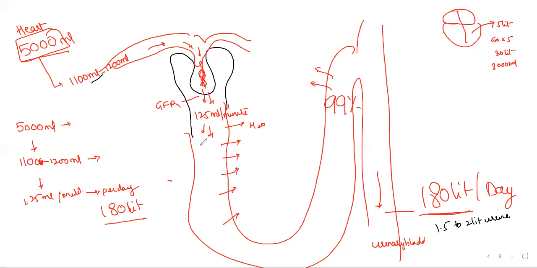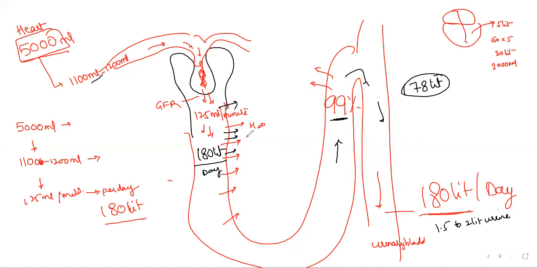That means how much filtration is happening a day? 180 liters per day. In that, how much are you absorbing? 178 liters you are absorbing. How much are you leaving? 1.5. That is the simple calculation I said, over 99%. Tomorrow we need to see how we absorb, what techniques are used for absorption, and what other issues are involved in absorption. That we need to discuss.